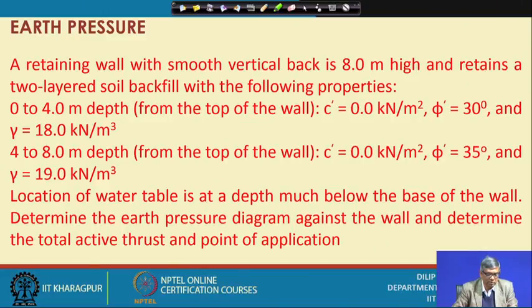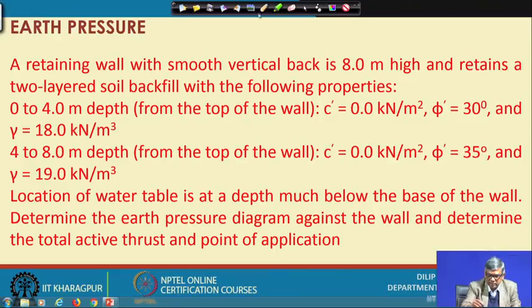The location of the water table is at a depth much below the base of the wall. That means in between the water table could have come, but here it is given that the water table is much below the base of the wall. So the water table effect will not come into the pressure calculation. Determine the earth pressure diagram against the wall and determine the total active thrust and point of application. This is a smooth vertical wall, so we will go straight to Rankine's method, and with 2 layers there will only be some changes in the calculation. I will show that one by one.